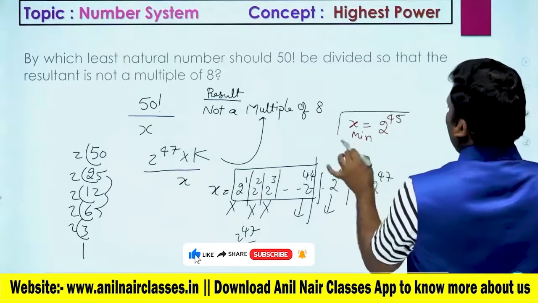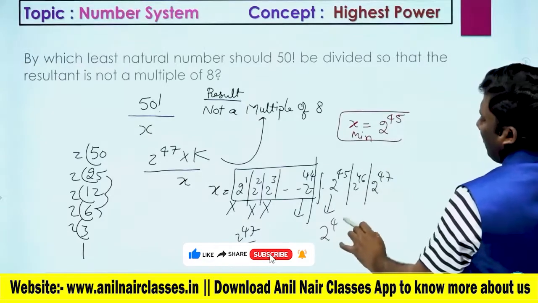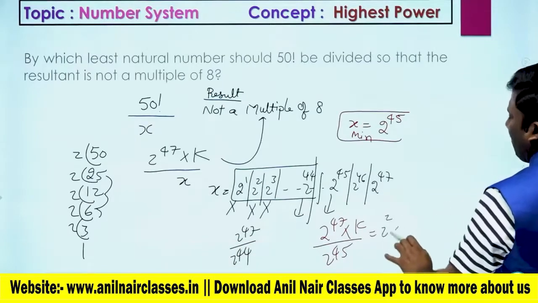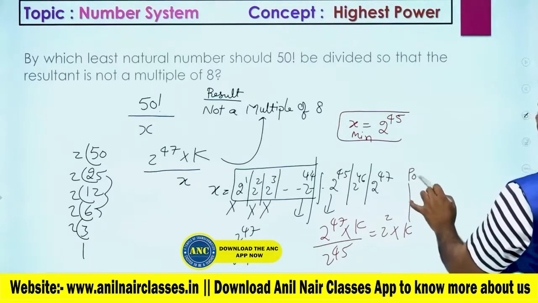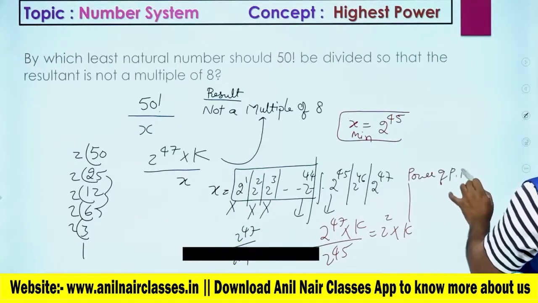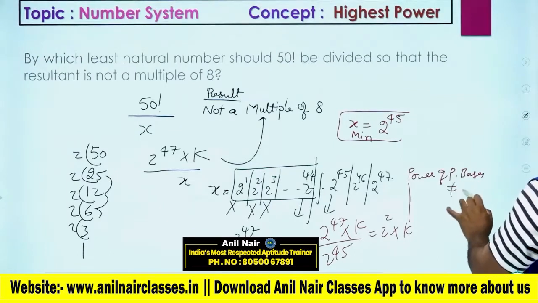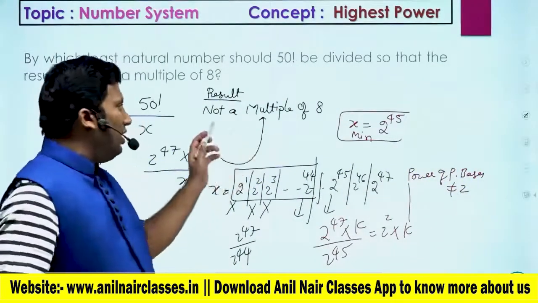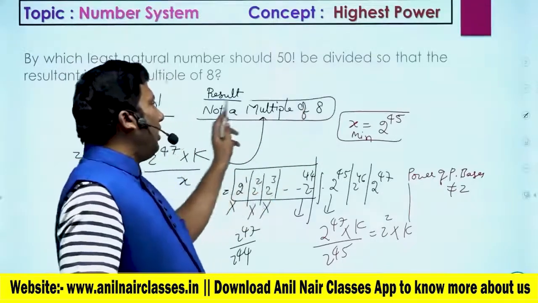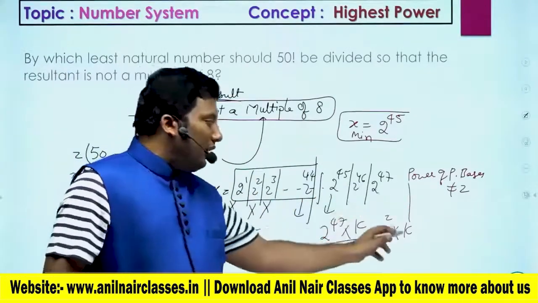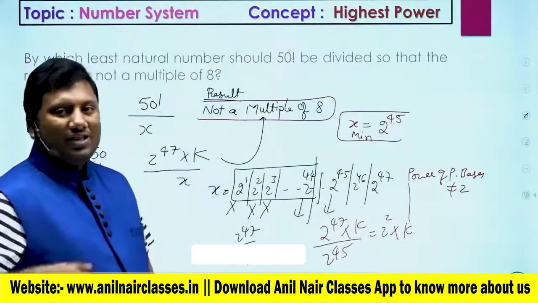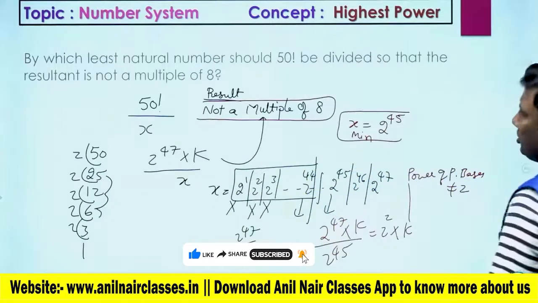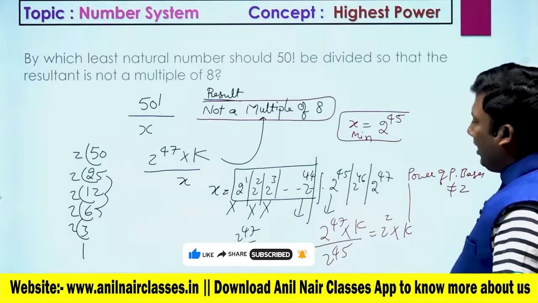If I take 2 power 45, 2 power 47 into k divided by 2 power 45, it is 2 square into k. What is k? K is a power of prime bases other than 2. So 4 into something, it will become a multiple of 4. But the question is, it is not a multiple of 8. So 4 into k, another 2 will not come. It is all 3 power, 5 power, 7 power. So the answer is, x minimum value is 2 power 45. I hope the idea is clear.